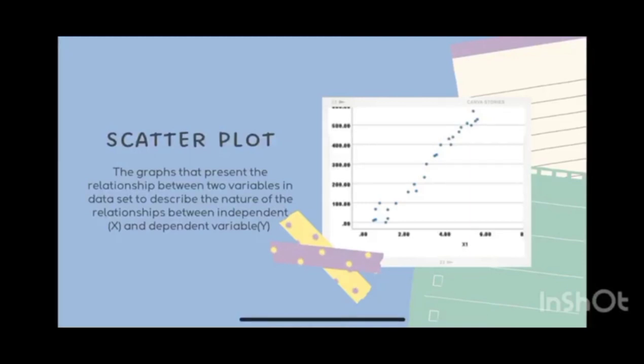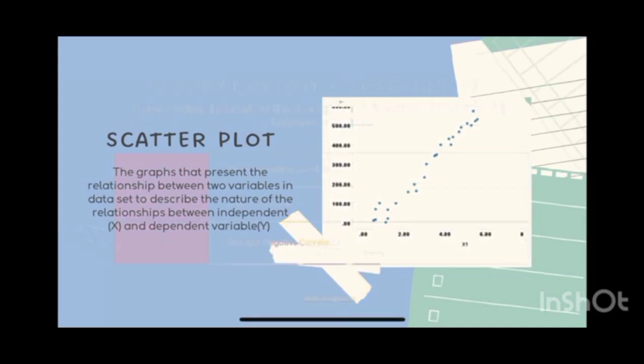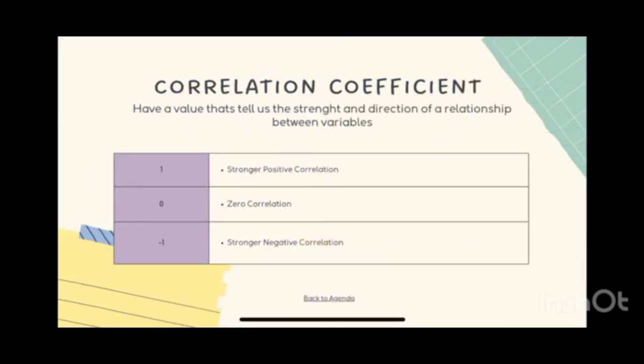Scatter plots are graphs that present the relationship between two variables in a dataset. The purpose of a scatter plot is to describe the nature of the relationship between independent variable x and dependent variable y in a visual way. The independent variable x is plotted on the horizontal axis and the dependent variable y is plotted on the vertical axis. Correlation coefficient: a value that tells you the strength and direction of a relationship between variables.